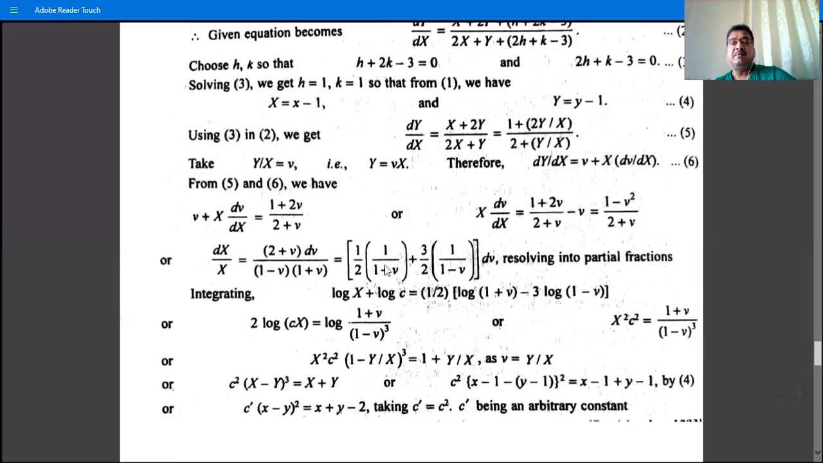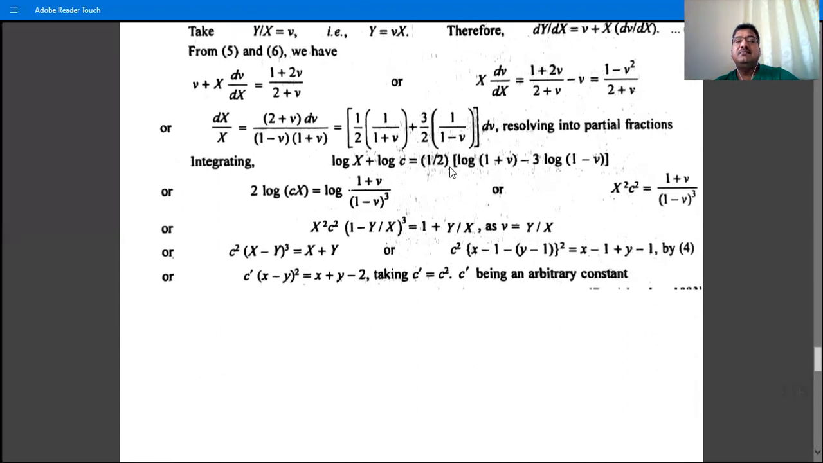So we have 1 half, 1 divided by 1 plus v, plus 3 by 2, 1 divided by 1 minus v. So integration by partial fractions. And then integration is 1 by x, integration is log x, plus 1 half, log of c is constant, 1 half, log 1 plus v plus 3 by 2, log 1 minus v divided by minus 1, plus 3 by 2, log 1 minus v divided by minus 1. And so it's become minus 3.